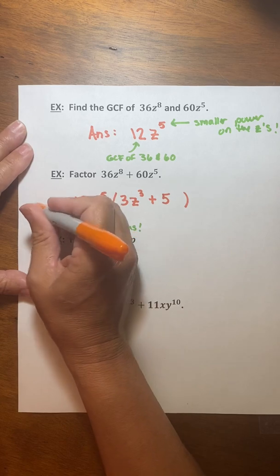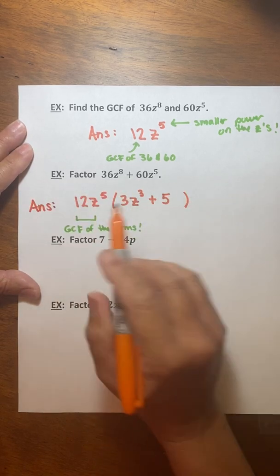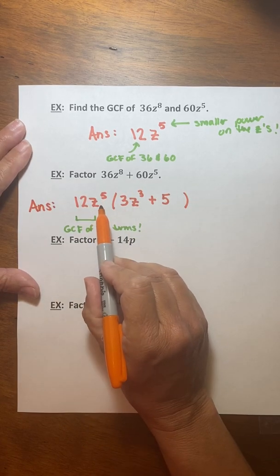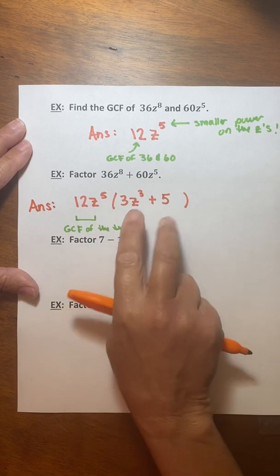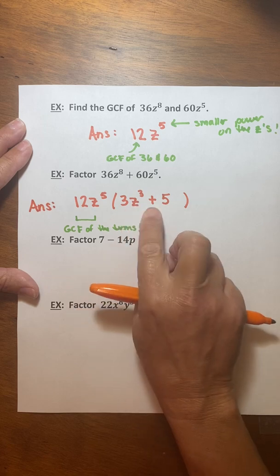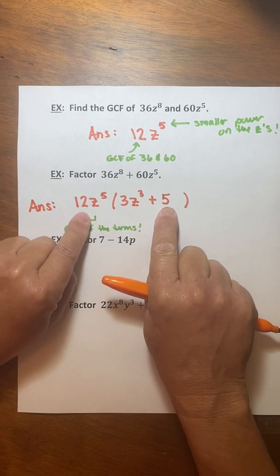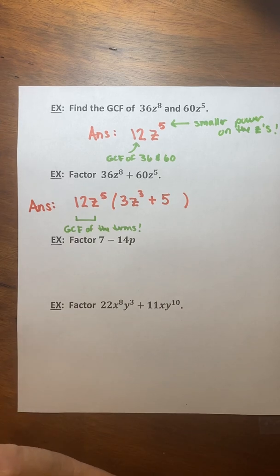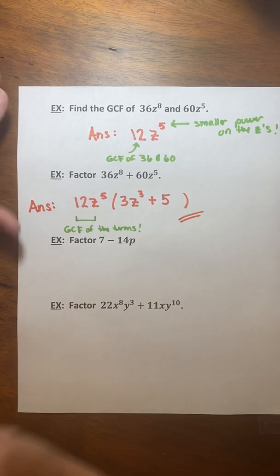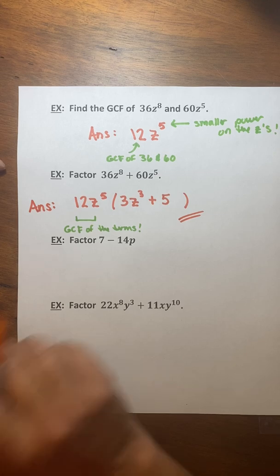So my answer would be 12z to the 5th, which is the greatest common factor of the terms. And what would be inside would be 3z cubed plus just plain old 5, because 12z to the 5th times 5 would give me the second term of 60z to the 5th. That's it.